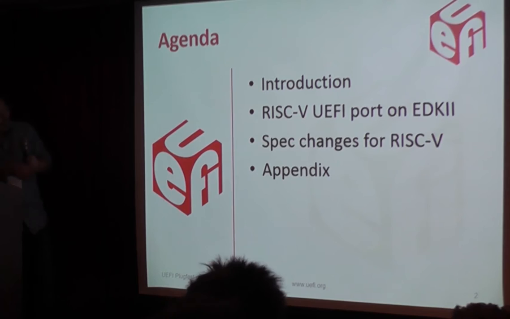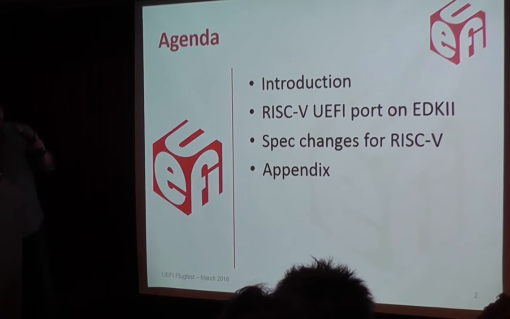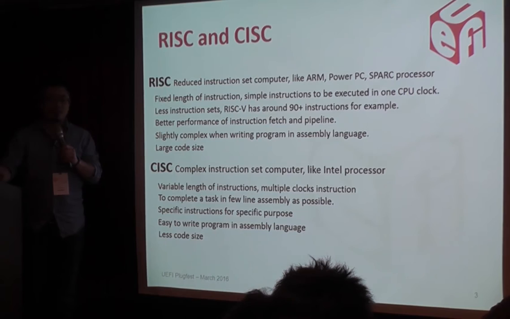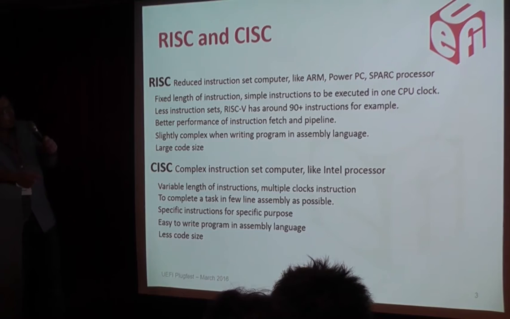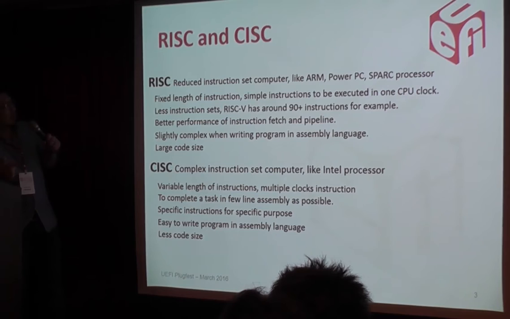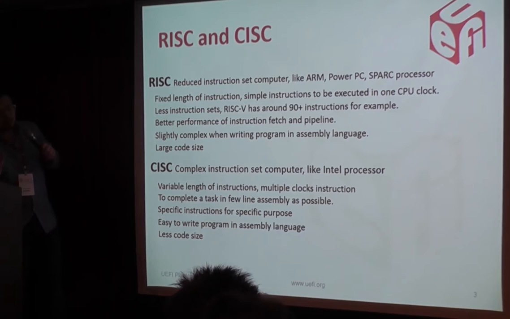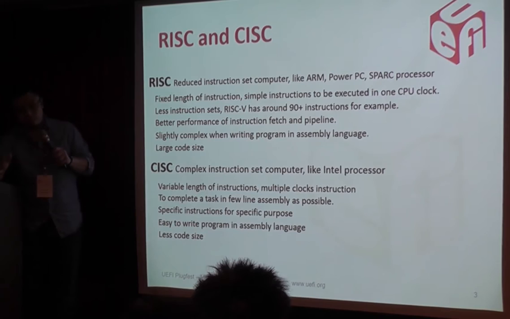Okay, this is the agenda for today. Before I jump to RISC-V, I would like to give a short description of RISC and CISC. RISC, probably most people know, but in case someone doesn't: RISC is the reduced instruction set computer, like ARM, SPARC, or PowerPC, and the instructions are of fixed length and executed in one CPU clock.